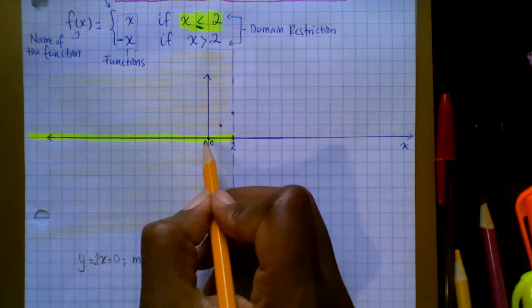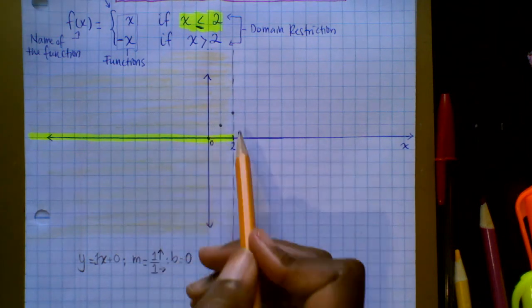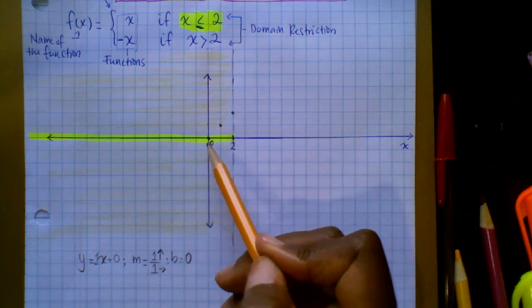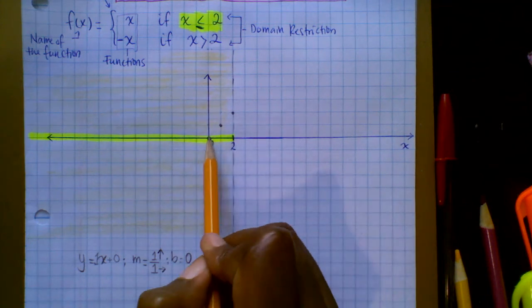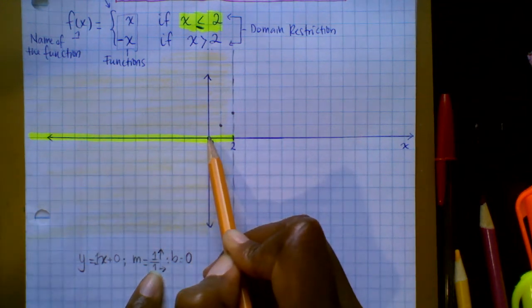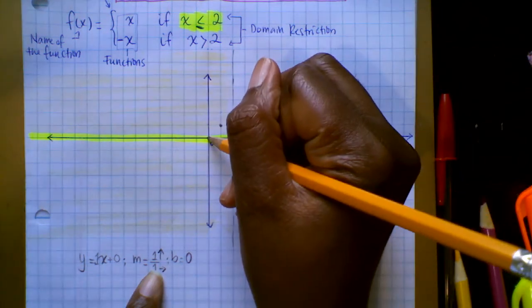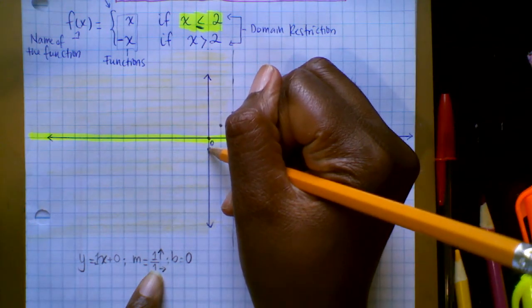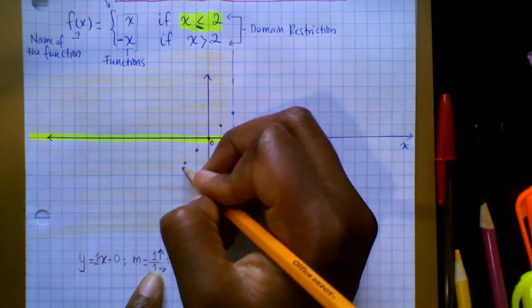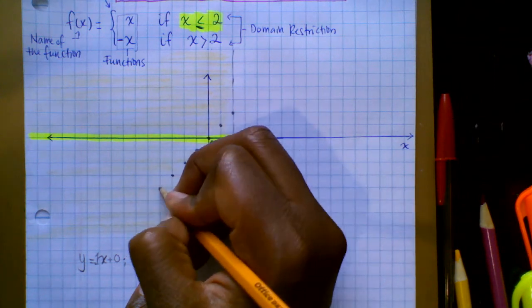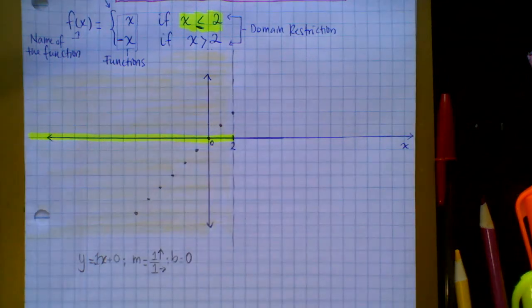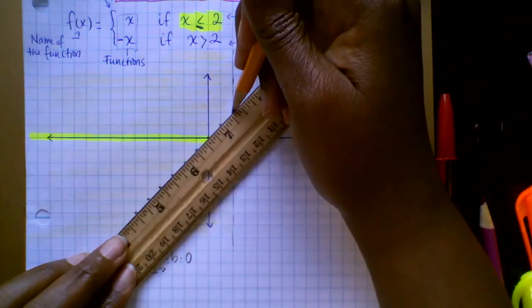Okay, so let's continue. However, I want to build the line on the left side. What do I do? Again, you go back to the y-intercept, which is at 0. And instead of going up 1 and to the right 1, you're going to go backward. So I'm going to go down 1 and move to the left 1. Down 1 and move to the left 1, again and again. Okay, I think I have enough points there. So I'm going to now use my ruler and connect the dots.